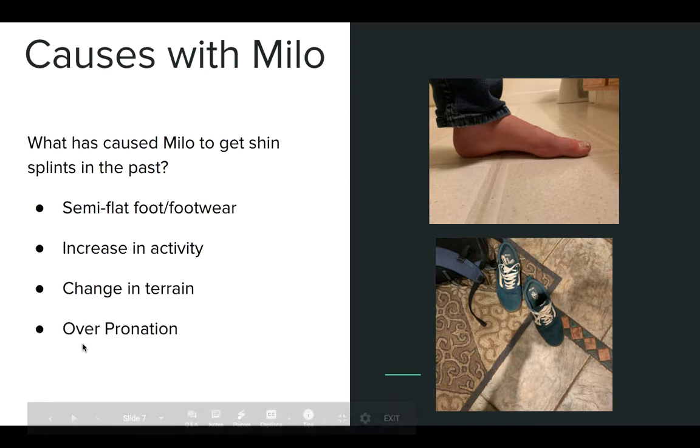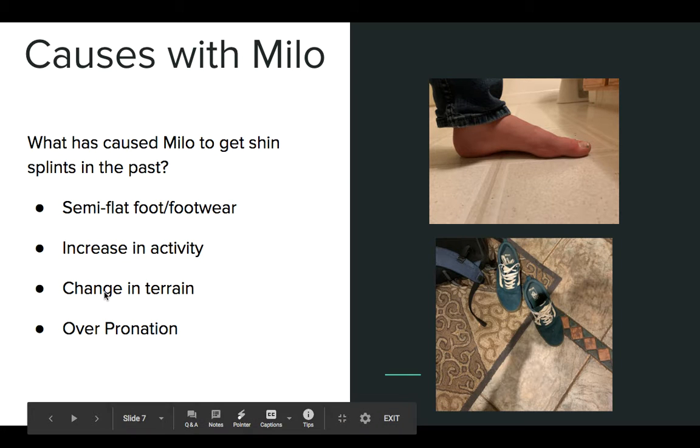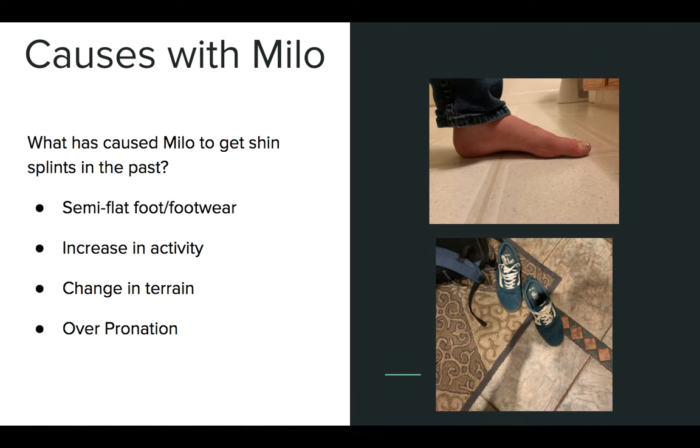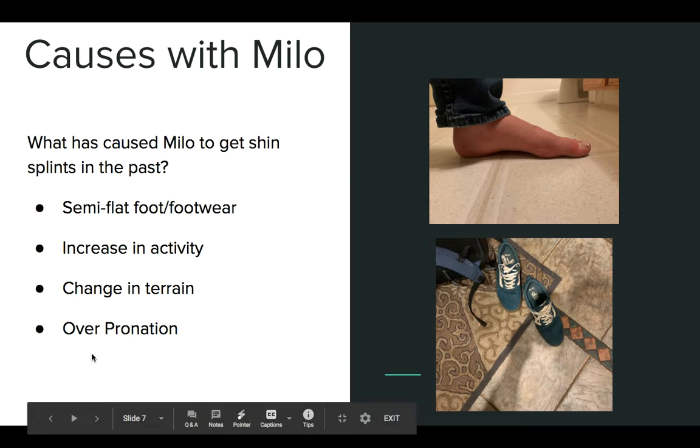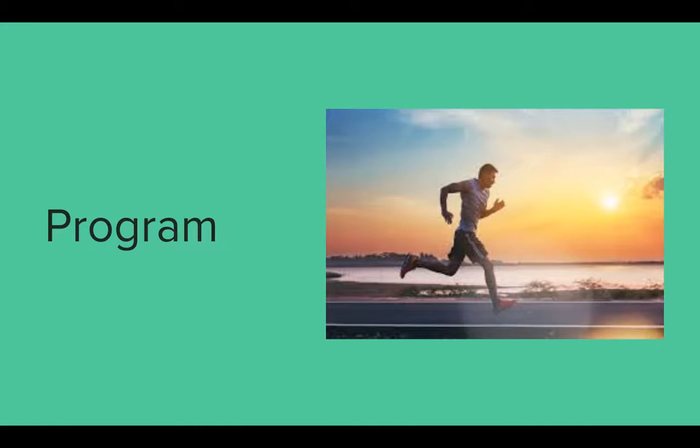Also, an increase in activity, going from summer to soccer season, where he wasn't working out a lot, to intense running. That has caused shin splints in the past, as well as a change in terrain from running on a treadmill to out in the mountains. And then finally, I've noticed that he overpronates every stride in running, which then leads to shin splints.